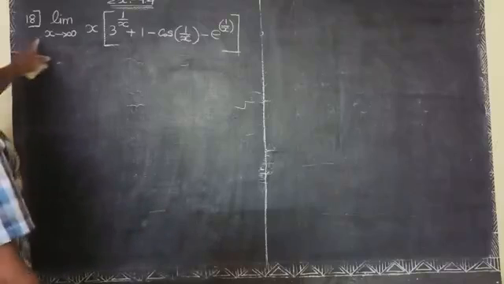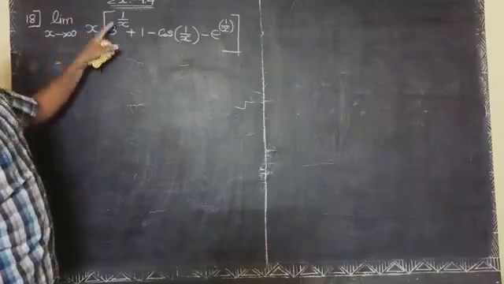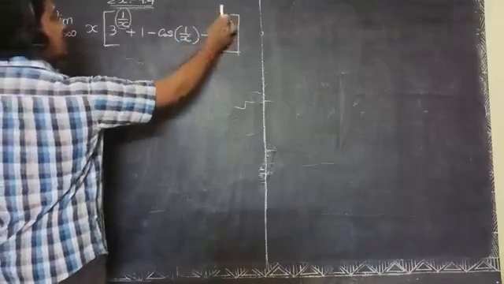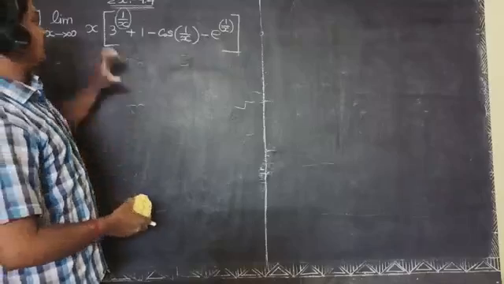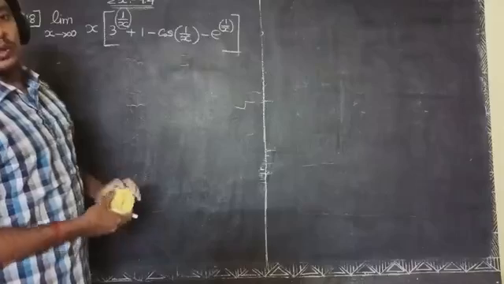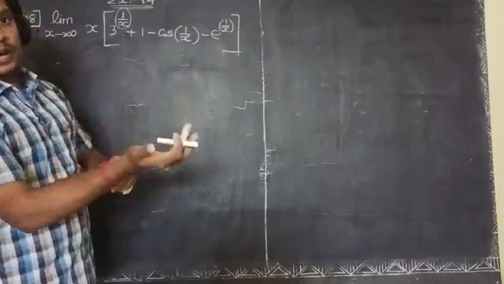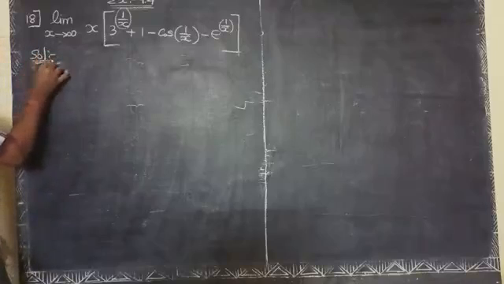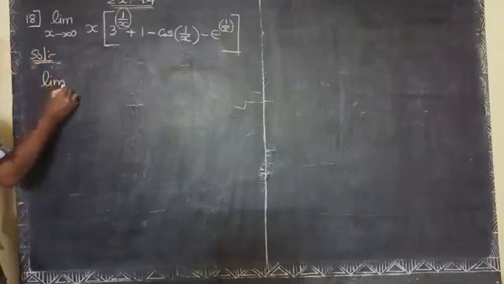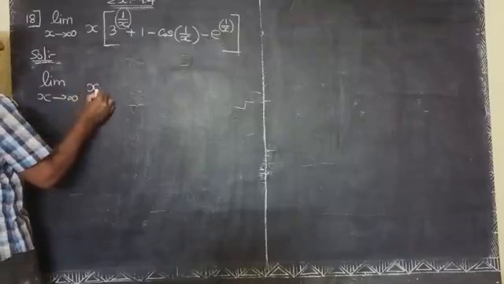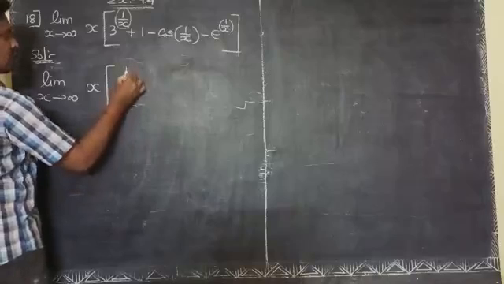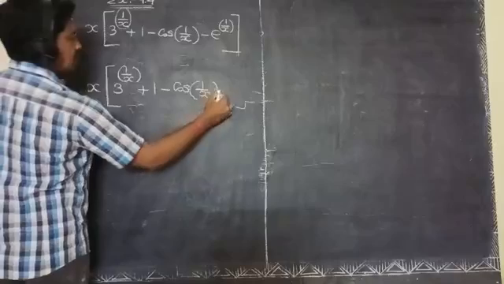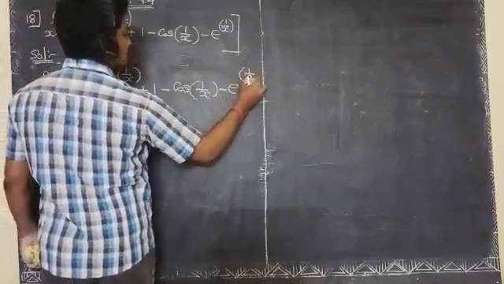Question number 18. Evaluate limit x approaches infinity, x into (3^(1/x) + 1 - cos(1/x) - e^(1/x)). In each term, the function is reciprocal of x. So the variable x is changed to y. Solution. Given limit x approaches infinity, x into (3^(1/x) + 1 - cos(1/x) - e^(1/x)).